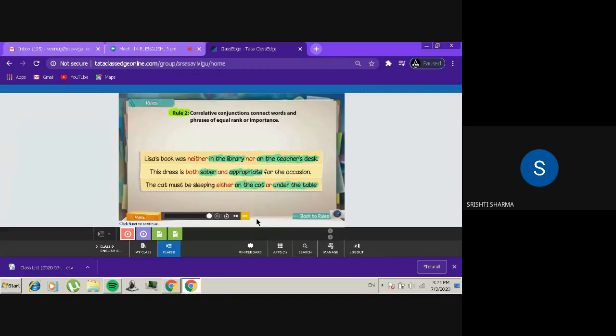Yes, Vita? Ma'am, what is the meaning of sober? Sober means, see, the sentence is, this dress is both sober and appropriate. Appropriate, you know the meaning, that it is absolutely right. Appropriate means exactly apt for the occasion, whatever party or occasion it is. Sober here means not flashy or loud, it is a very decent dress.